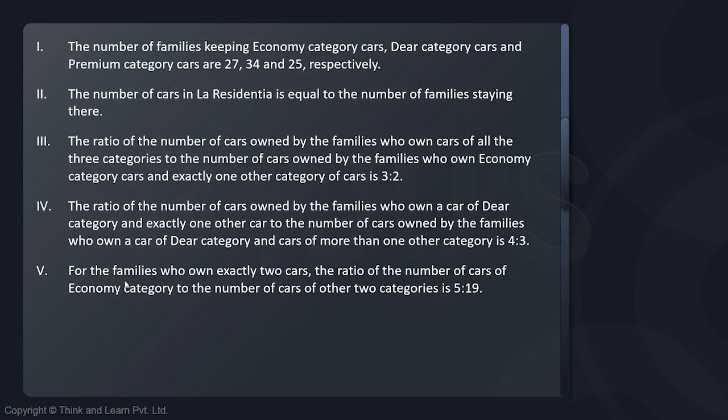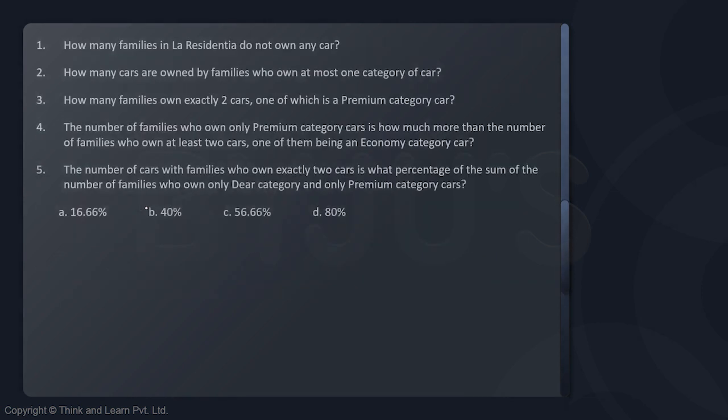Then there is more information regarding this. The number of families keeping economy, dear, and premium is this. Number of cars is this, so on and so forth. And we have a few more pieces of information about that along with these 5 questions. Let's start doing the set now.